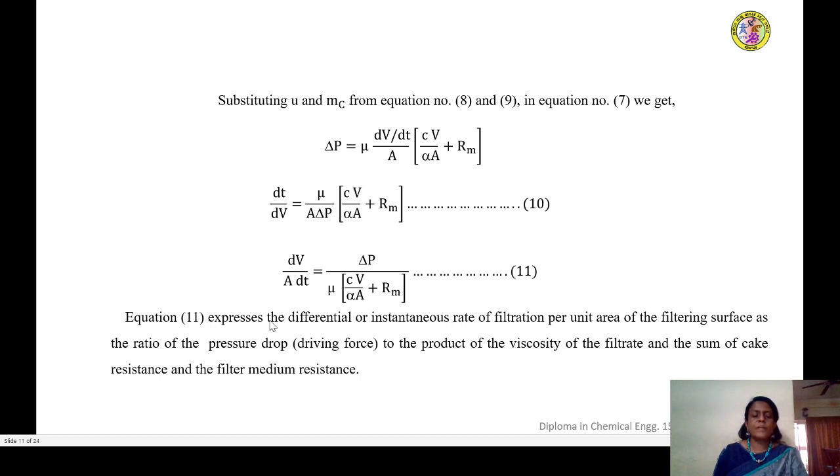So equation number 11 expresses the differential or instantaneous rate of filtration per unit area of the filtering surface as the ratio of pressure drop, that is the driving force, to the product of viscosity of the filtrate and the sum of cake resistance and the filter medium resistance.